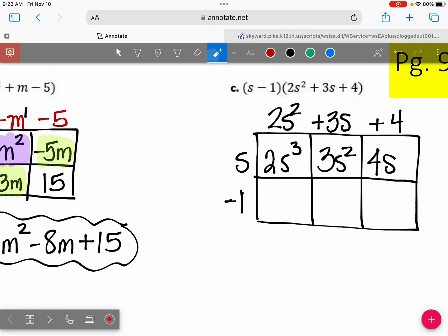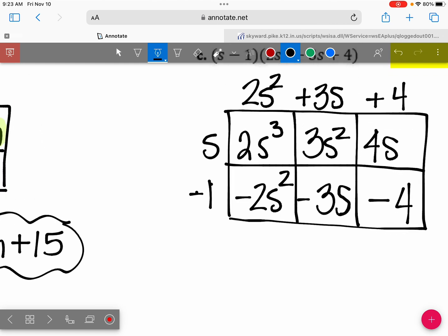All right, bottom row. Everybody, what goes right here? Negative 2 or positive 2? And how many s's go in this box? So it'll be negative 2s squared. All right, what about this next box? Negative 3s, good. And then our last box, negative 4. I think I'm gonna change that to an x because I don't like s's. S's look like 5s to me.